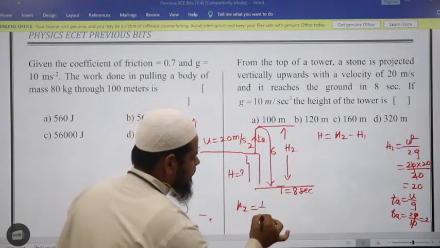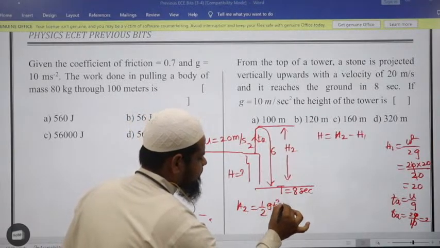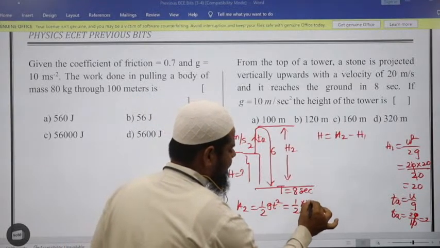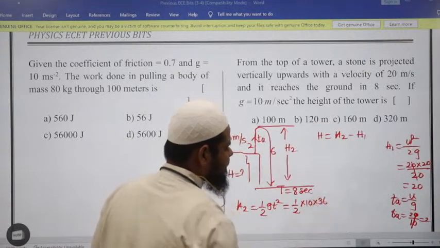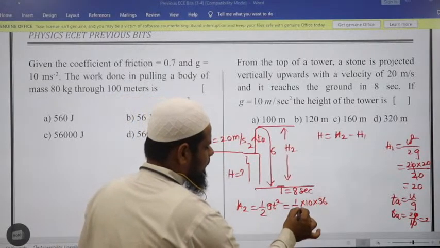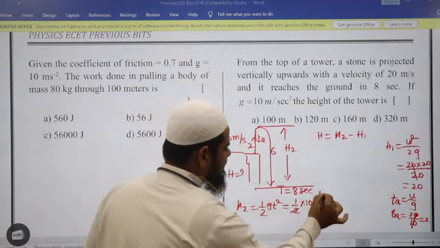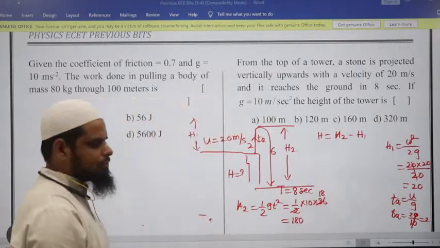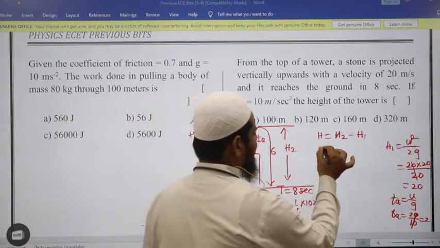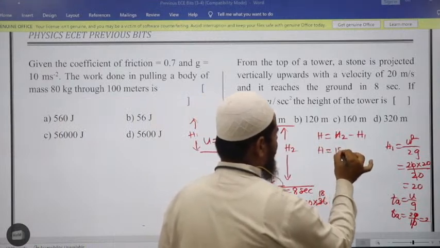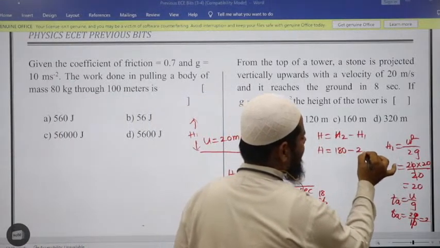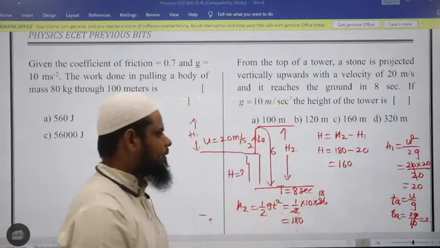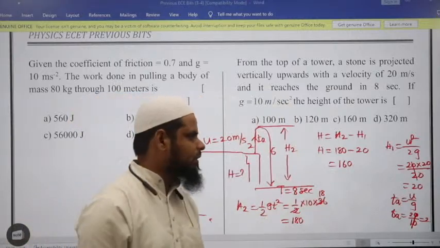Half g t square, in that case 1 by 2 into 10 into 36. So 2 ones are 2, 18s are, it becomes 180. Now what is H finally? Ultimately h2 minus h1, 180 minus 20. So your answer is 160, like this, 160 meters.